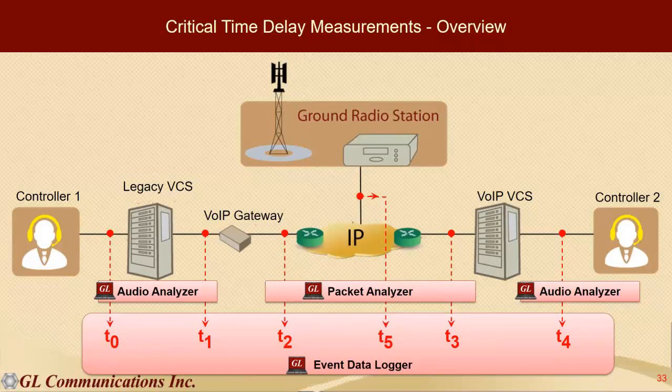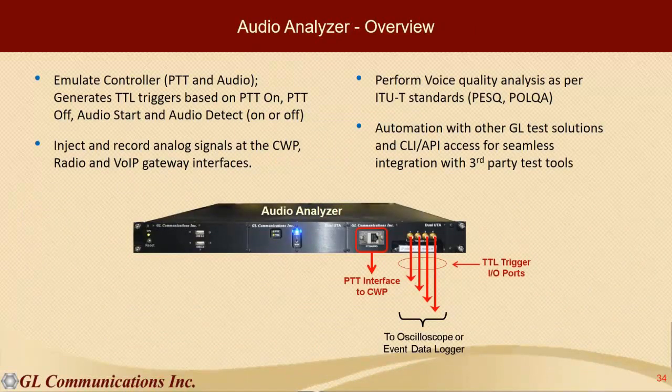So it has the master clock for all of this. We'll show you that. So the audio analyzer. This audio analyzer, again, in the analog world, can emulate a controller. So it has the ability through this interface right here to connect to what we call a dual jack module on a CWP, and through software it can enable and disable PTT at the CWP, and it can send and receive audio. So it's emulating a controller in a sense, in an automated fashion. So through software and this hardware, it can emulate a controller.